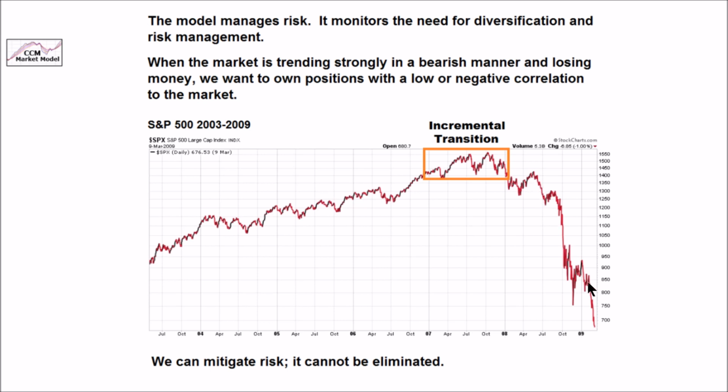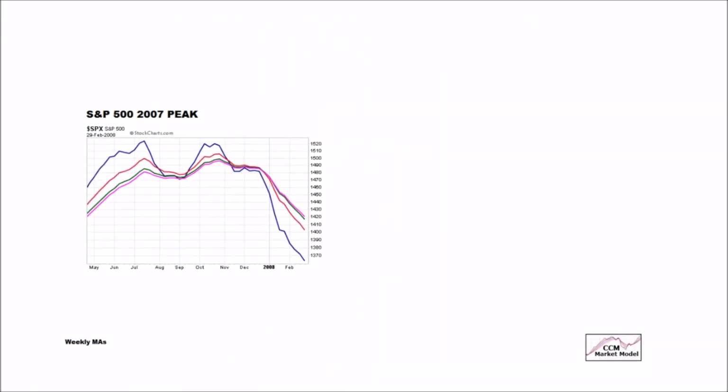Here, I want to own negatively correlated assets. When the market is trending strongly in a bearish manner and losing money, we want to own positions with a low or negative correlation to the market. Remember, we manage based on the facts in front of us, not what we're fearful about or what may happen. Present day trends mathematically are extremely strong, so we can move quickly here.